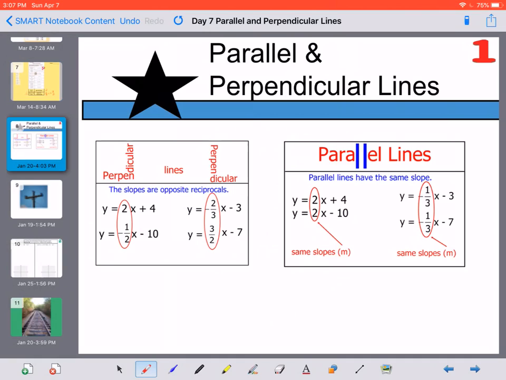So like we said, parallel and perpendicular lines. Perpendicular, the slopes are opposite reciprocals, so the opposite reciprocal of 2 is -1/2. The opposite reciprocal of -2/3 is 3/2. Parallel lines, you can notice that they have two parallel lines right in the name. Parallel lines have the same slope. So parallel lines, they could be 2 and 2, or -1/3 and -1/3. They have the same slope.